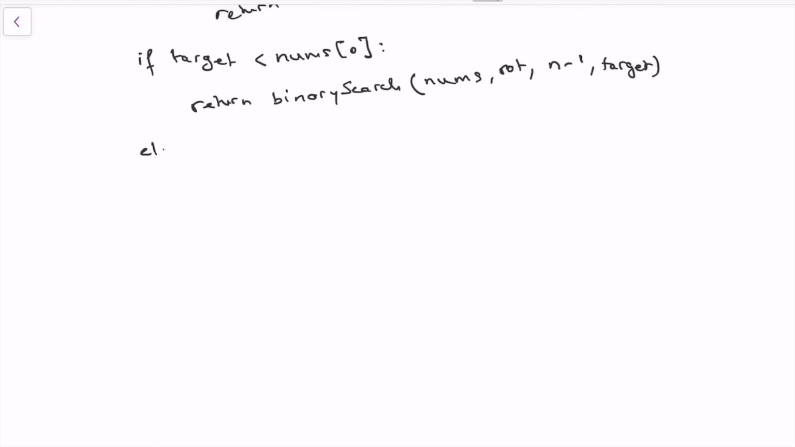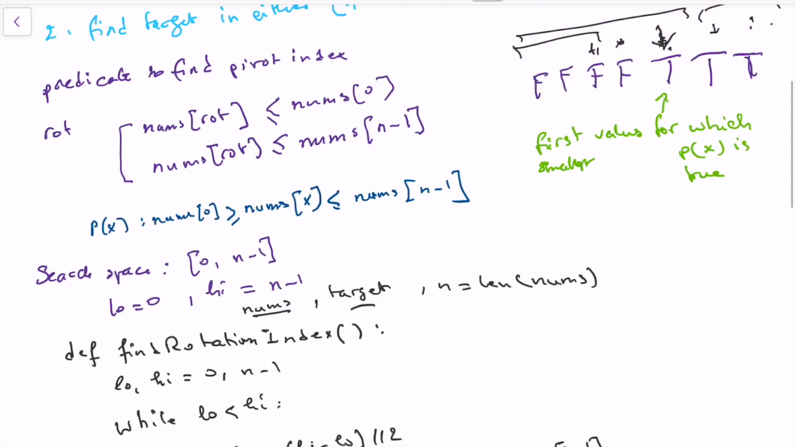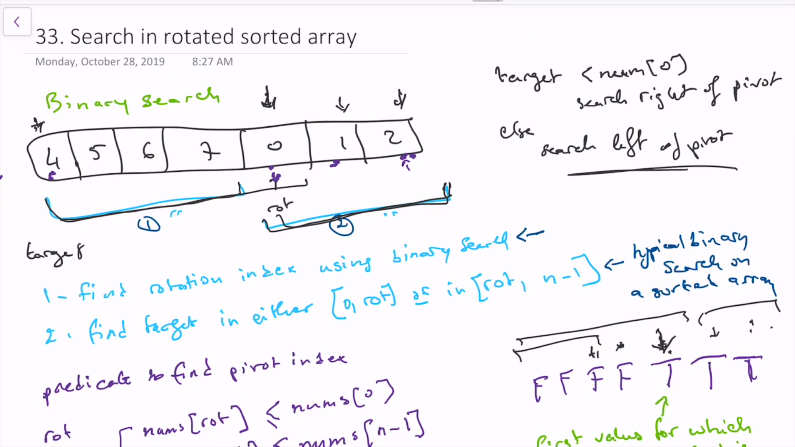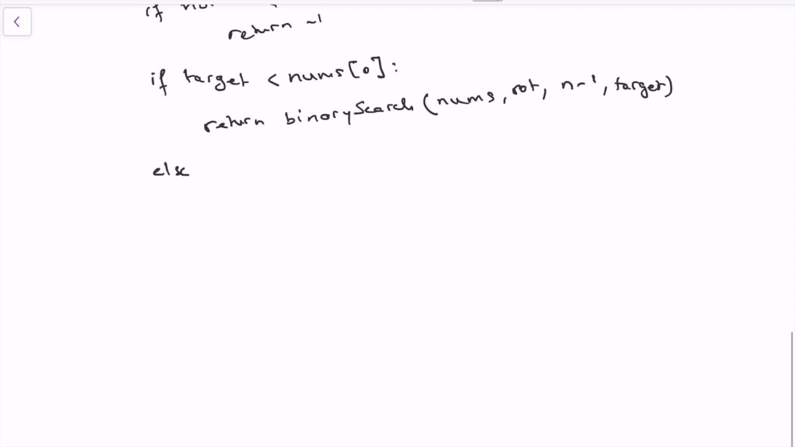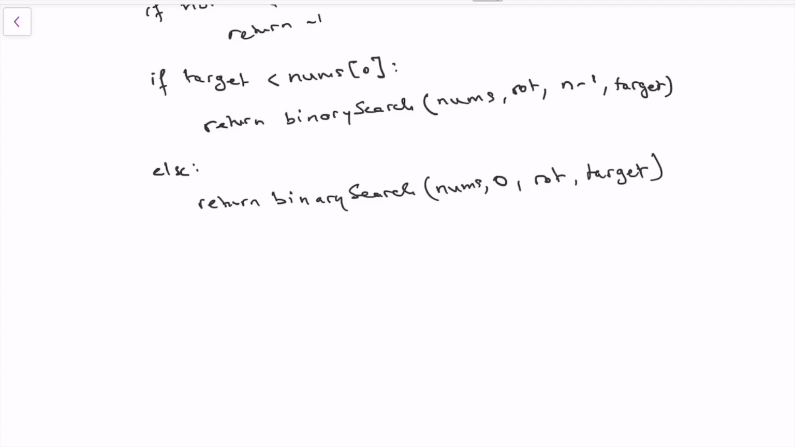Otherwise, we need to go to the left of the pivot, so this portion here. And so let's go left of the pivot, which means return binary search on the array starting from the first index, because we are searching left, and ending at the rotation position, and we are looking for target.